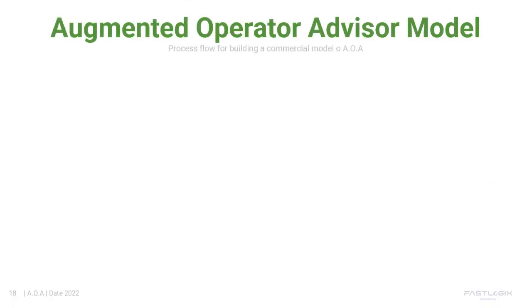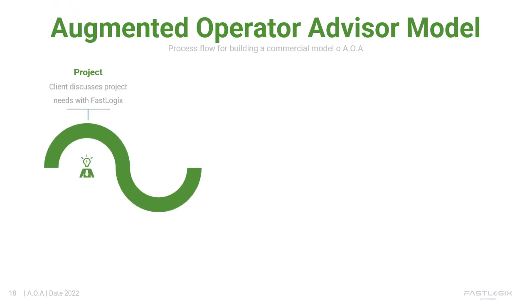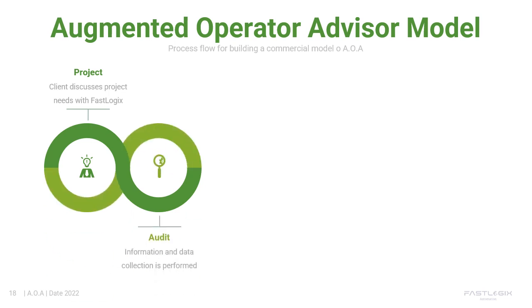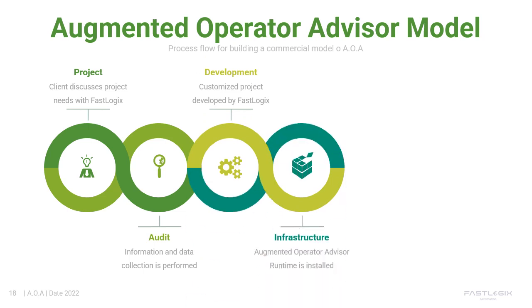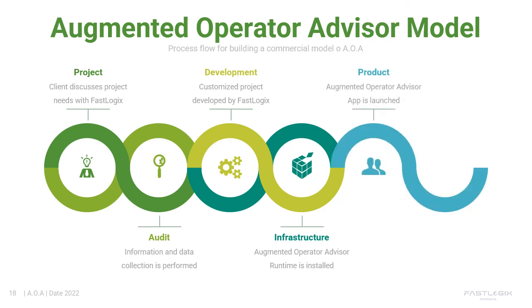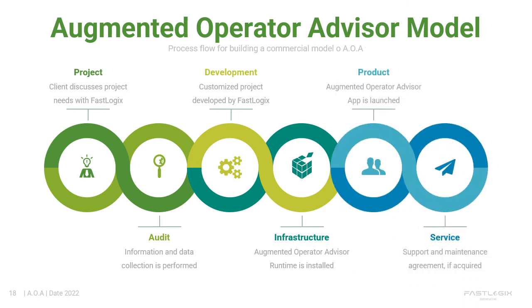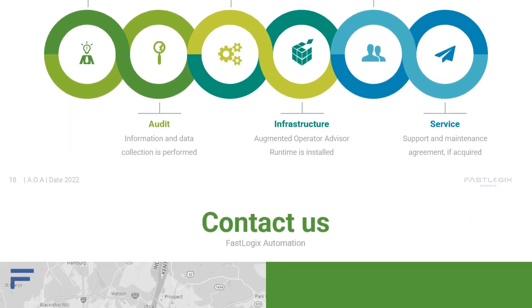The Augmented Operator Advisor Development Model. The project is started by engaging FastLogix, discussing the customer needs, and collecting all the information and data needed. The project is built and customized as needed, and then the infrastructure is installed. The app is launched, tested, and tuned up. If needed, further support service may be acquired too.